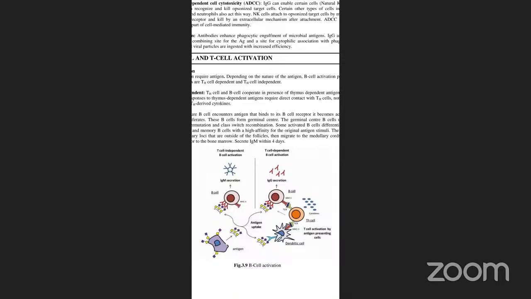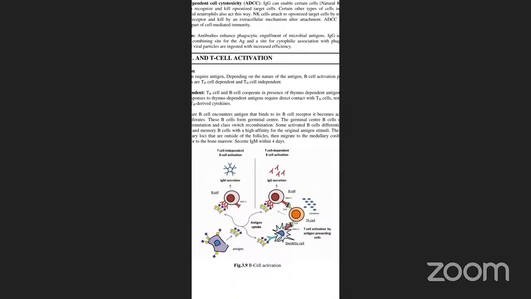In the T cell dependent pathway, the antigen is processed first by the dendritic cells, which present this antigen to the T cell receptor through MHC class 2 molecule, and this T cell now presents this antigen to the B cell. Now this B cell will secrete IgG. So whenever a T cell is involved, IgG will be secreted.